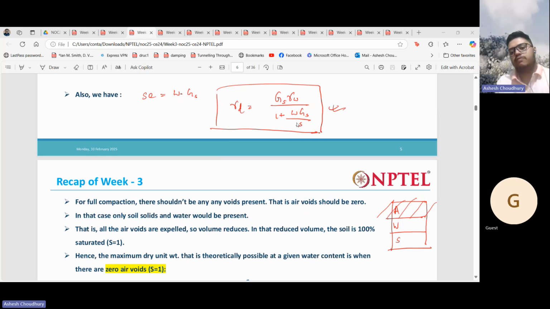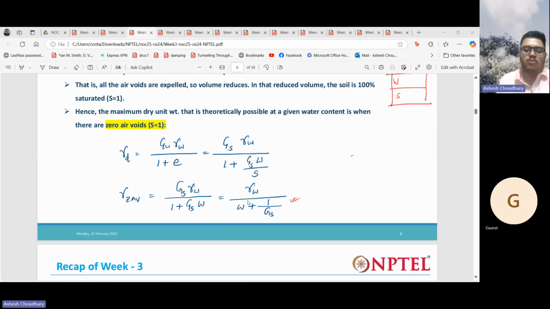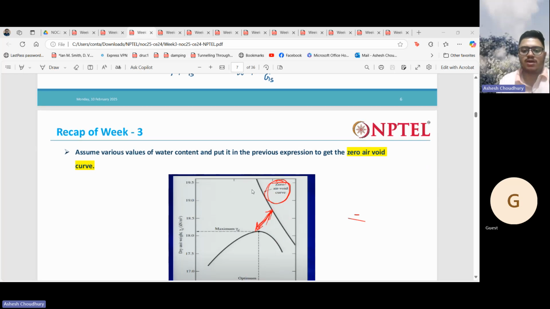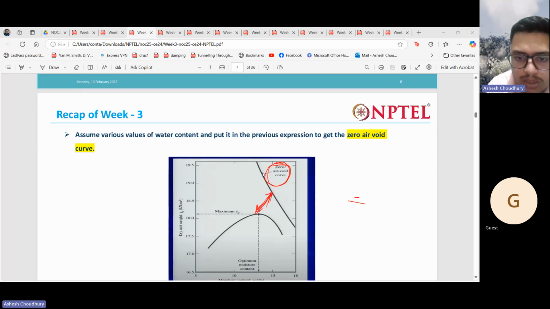Then you get a line. This is the zero air void line. This is the theoretical maximum dry density. When you put S equal to 1, you have considered zero air void, so that is known as the zero air void line. If you plot it, you will get one line. These are the theoretical maximum dry unit weights that you can get at any particular moisture content from the zero air void line.